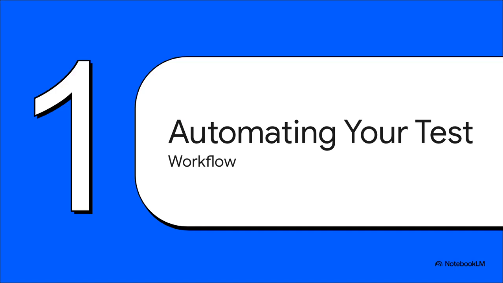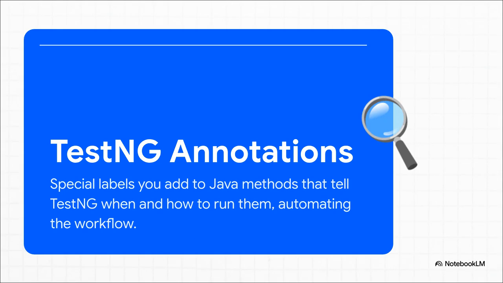And how do we get this amazing transformation? Well, it's all thanks to our first big tool, annotations. You can think of these as the secret sauce in TestNG that lets you control the flow and execution of your tests automatically. Think of annotations as little sticky notes you put on your Java methods that give TestNG instructions. They turn a regular old method into something special, like this one's the setup crew, this one's the cleanup crew, and this one over here, that's the main event.